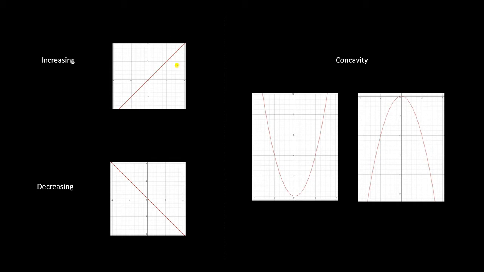Increasing means that the slope is positive, it's going up. Decreasing means that the slope is negative, it's going down. Concavity looks at the rate of change of the slopes.